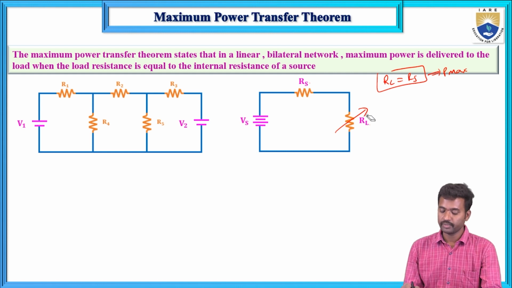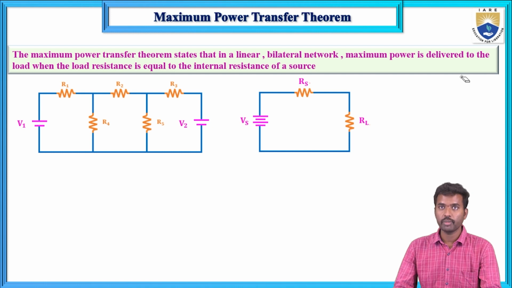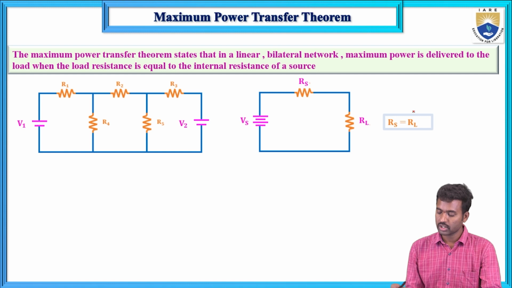Now if you see the derivation, the maximum power derivation, that is most important from the examination point of view. First, what is the power formula: I square R, or V square by R, or V into I. We see that formula first. Here, what about I? The current flowing through this one: IL equals Vs by RL plus Rs.